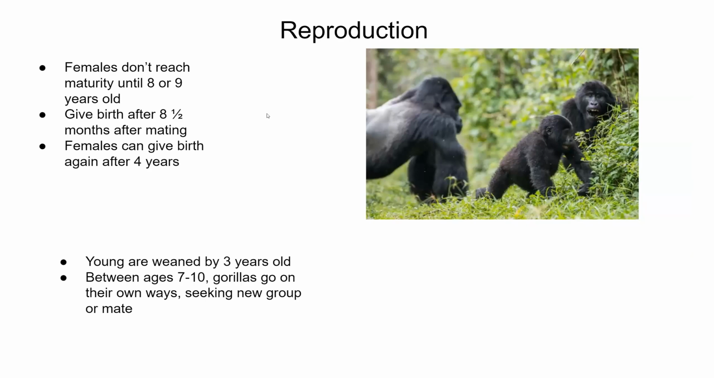So in terms of reproduction, females don't reach maturity until 8 or 9 years old. They give birth 8.5 months after mating. So similar to us humans. Females can give birth again after 4 years. So the young are weaned by 3 years old. So that means that they go from breastfeeding to the regular diet. And between the ages of 7 to 10, gorillas go on their own ways. So they seek a new group, or maybe they go out on their own way to find a mate.